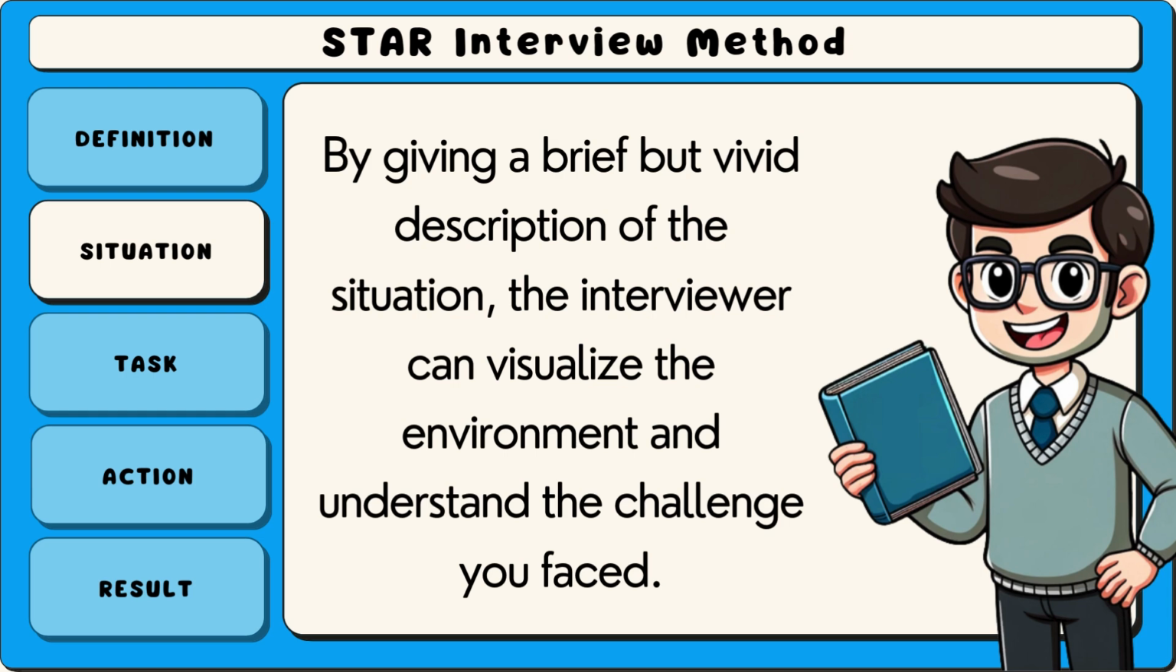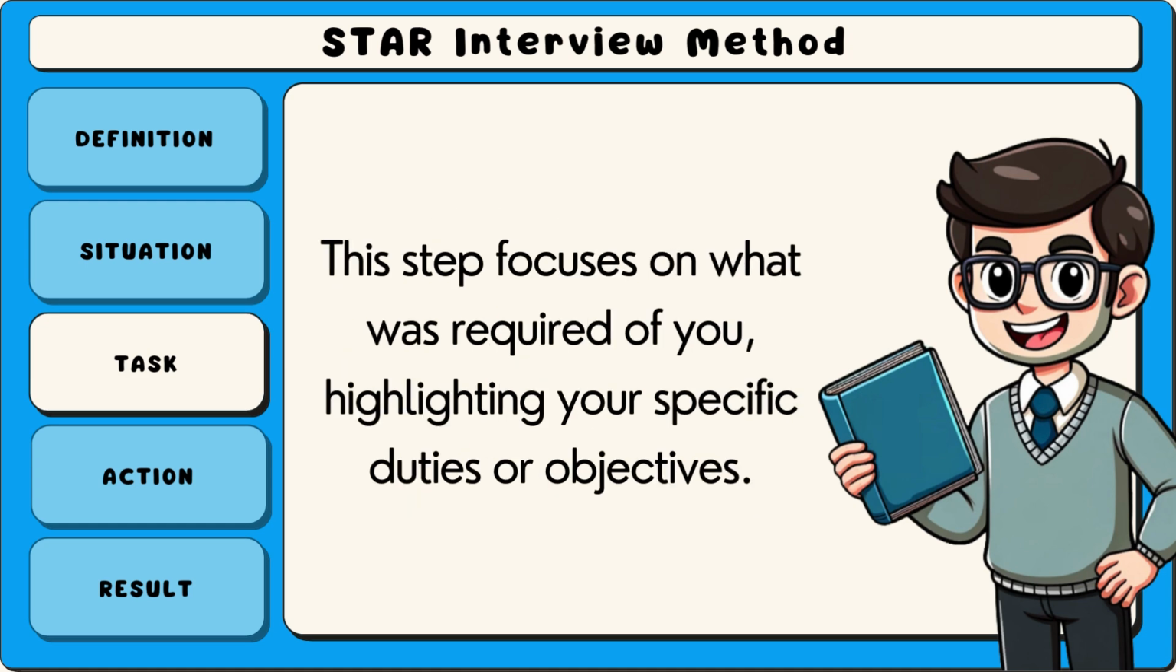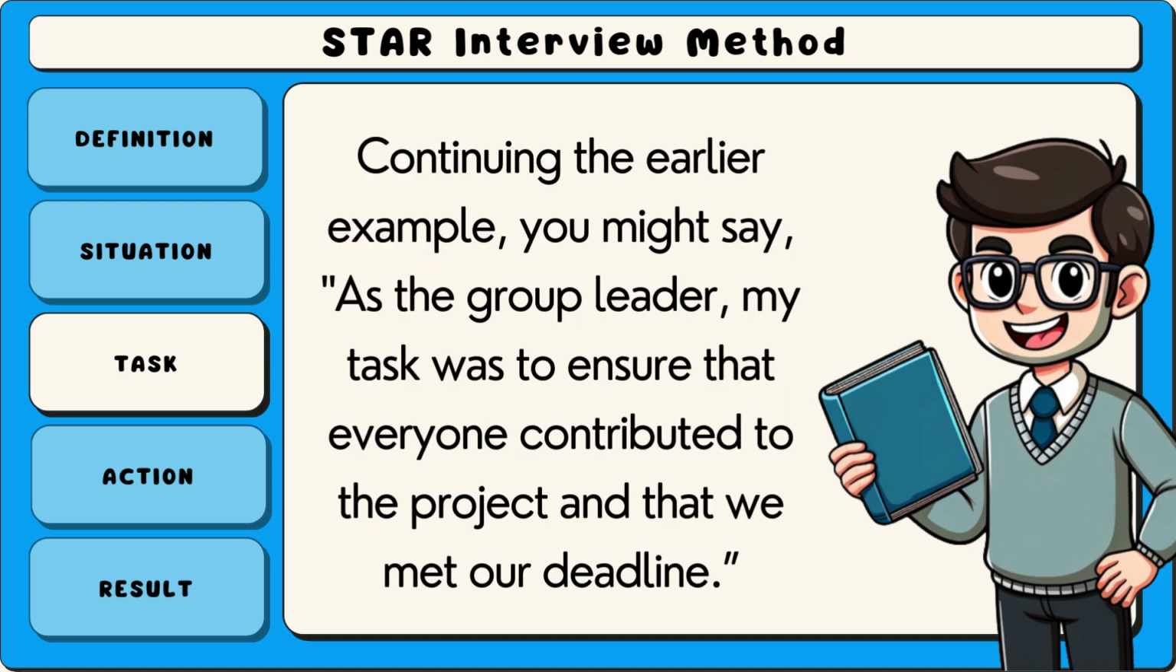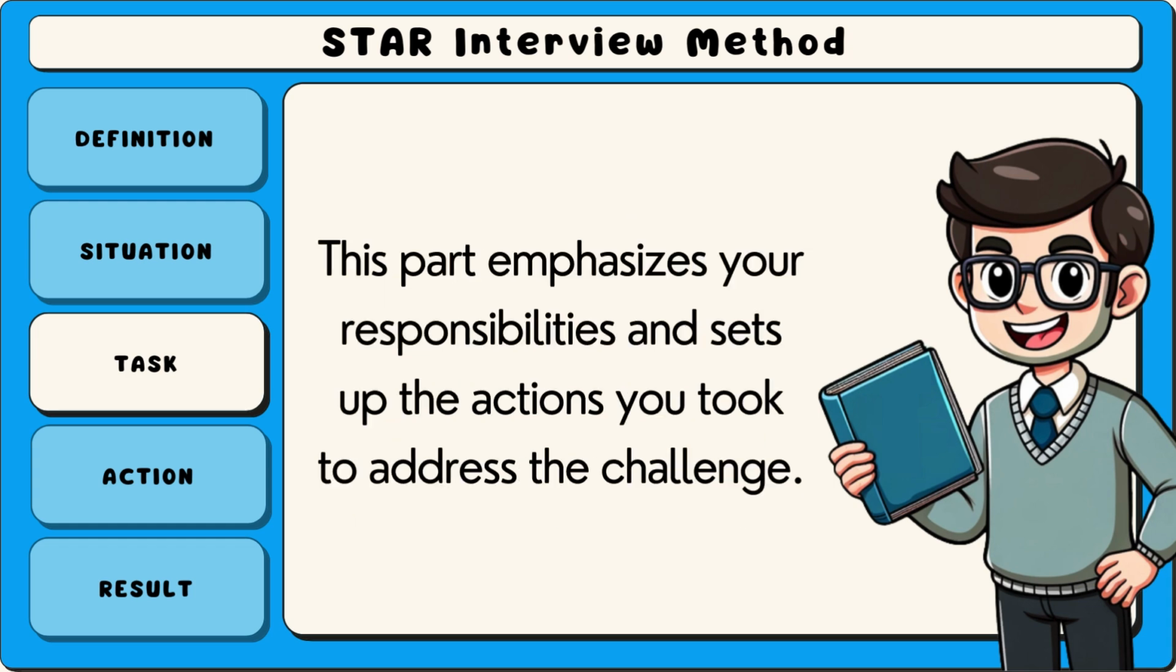Next, the task step involves explaining your role in the situation and what you were responsible for achieving. This step focuses on what was required of you, highlighting your specific duties or objectives. Continuing the earlier example, you might say, "As the group leader, my task was to ensure that everyone contributed to the project and that we met our deadline. I also needed to find a way to resolve the conflicts between the 2 classmates to maintain productivity." This part emphasizes your responsibilities and sets up the actions you took to address the challenge.